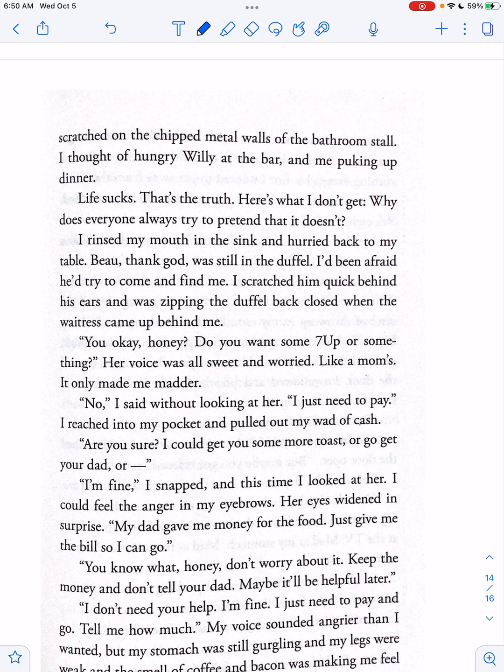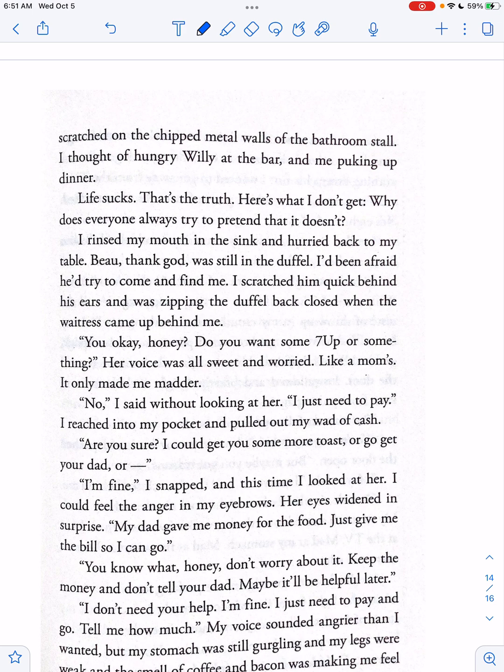I rinsed my mouth in the sink and hurried back to my table. Bo, thank God, was still in the duffel. I had been afraid he'd try to come and find me. I scratched him quick behind his ears and was zipping the duffel bag closed when the waitress came up behind me. "You okay, honey? Do you want some 7-Up or something?" Her voice was all sweet and worried, like a mom's. It only made me madder.